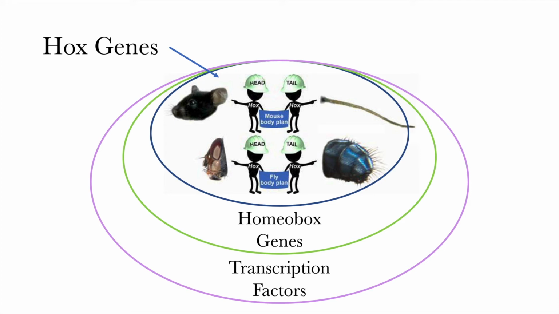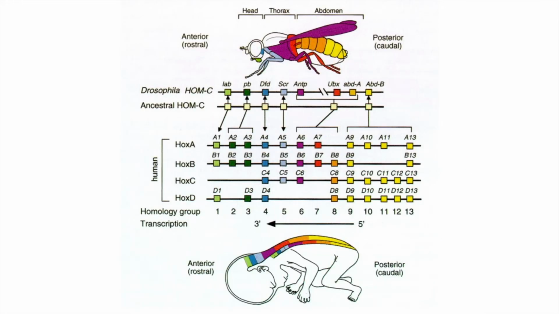Hox genes are different because they can transform body parts. They are responsible for determining the general body plan from the number of body segments to animal head-tail directionality. The Hox gene clusters have a similar anterior-posterior spatial organization along chromosomes called collinearity.